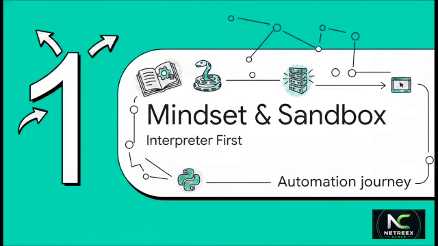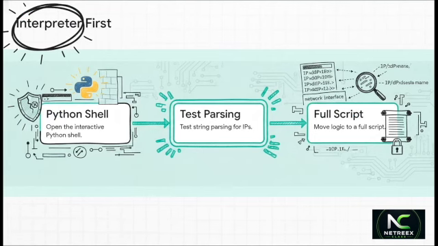Okay, Section 1, Mindset Shift and the Sandbox. Let's establish exactly where your journey should begin. When you're just starting out, you might naturally be terrified of breaking something on your production network. To avoid that completely, we use what's known as the interpreter-first method. Basically, instead of writing a massive script all at once, you just utilize the interactive Python shell as a safe little sandbox. You can jump in there to quickly test your string parsing for interface names, or maybe isolate a specific IP address. And only once you know your logic works perfectly do you actually commit it to a full, reusable script file. It's a total game changer for building confidence.